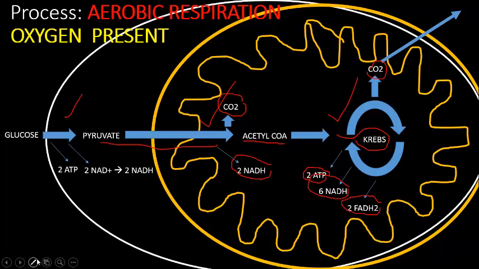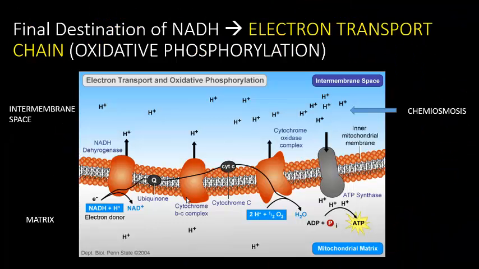So where do all these NADHs and FADH2s go? They're all going to transport, or shuttle, the electrons to the electron transport chain. The electron transport chain is the final destination of NADH. At the electron transport chain, a process called oxidative phosphorylation occurs. Oxidative phosphorylation is how a bulk of the ATP is made during aerobic cell respiration.